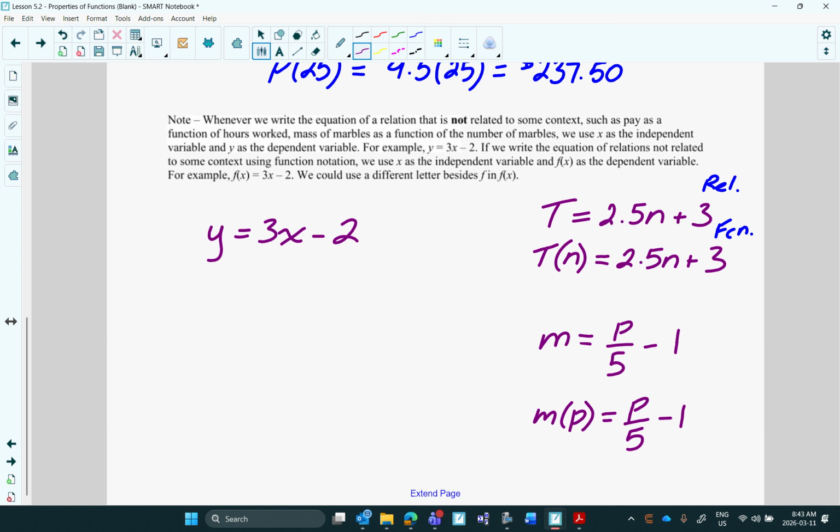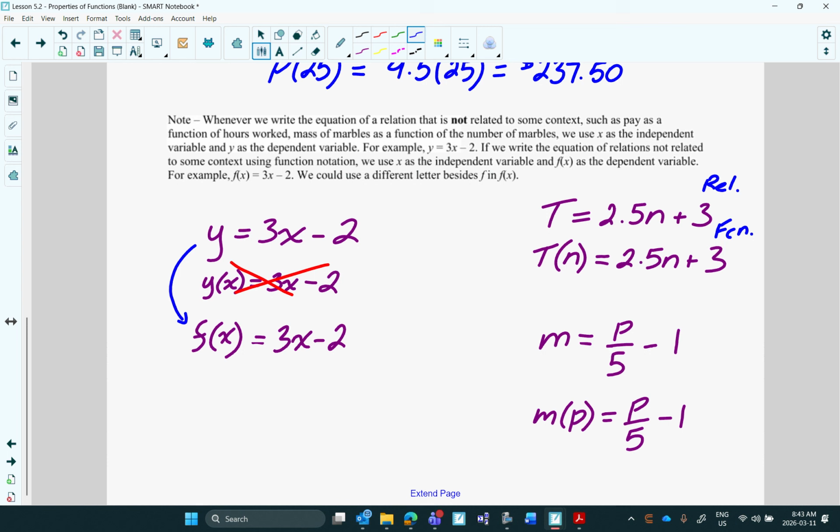That's relation notation. Now you would think to change it to function notation, we would just go, oh, Y of X equals 3X minus 2. But we actually don't do that. Whenever we have Y, we always change it to F of X. Okay, Y always changes to F of X.